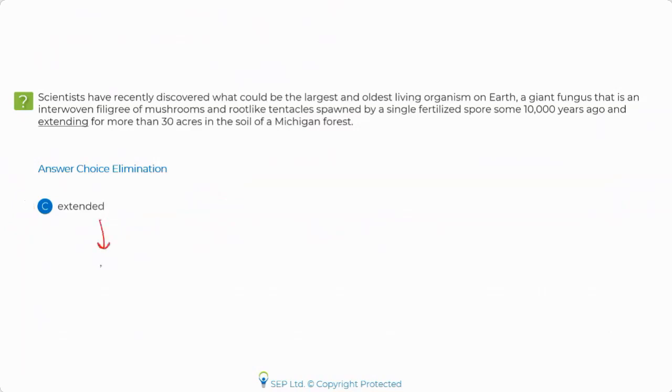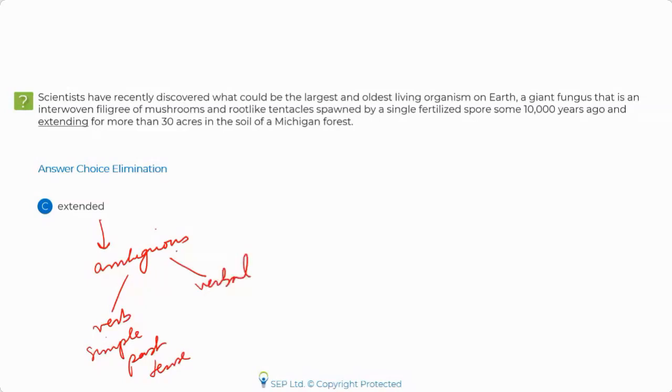Extended, ambiguous. Why ambiguous? It could be a verb because we know extended can be a verb, simple past tense. But since the organism is still there, we can't use it as a verb. It won't be parallel. It could be a verbal also. But because of the ambiguity, we are not marking C as correct.